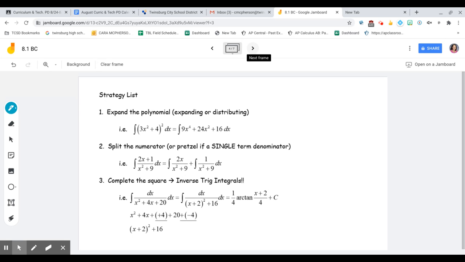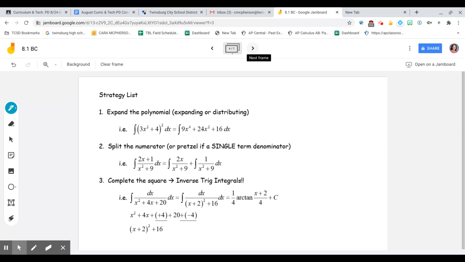The first strategy is you can expand. You can distribute, you can square, you can multiply it out. And that's going to happen if it's something of very low power or something really easy algebra to clean up. Second strategy, which we do a lot, first and second strategies are really common, is we can split up the numerator and break it into, we call it pretzeling, and then each piece of the pretzel is separate.